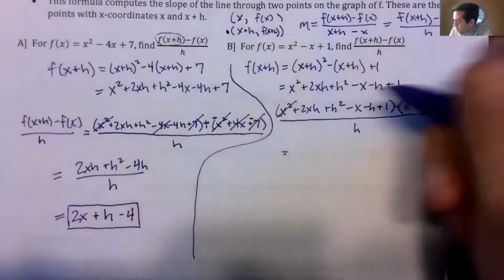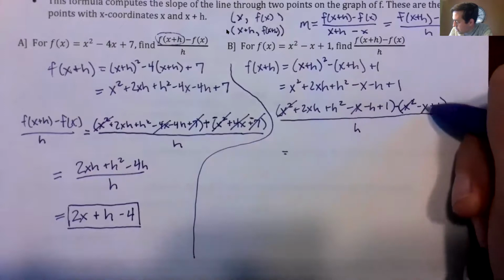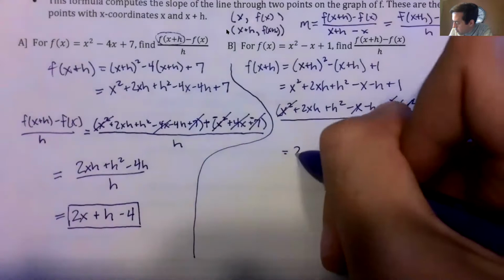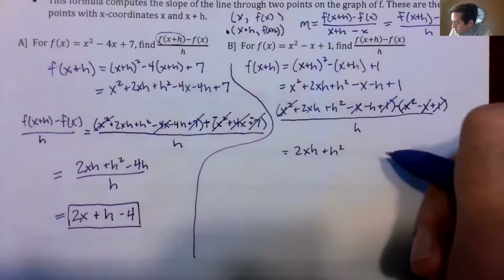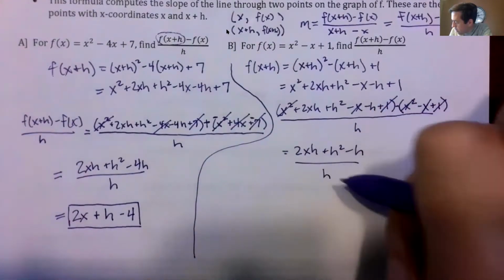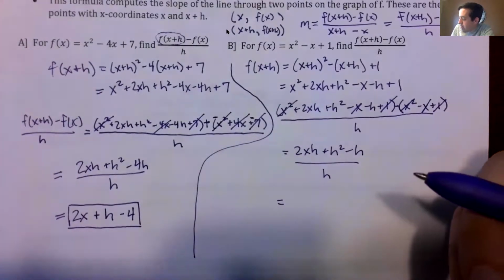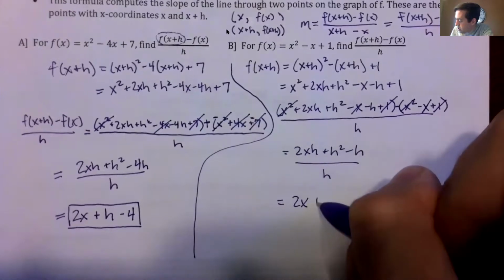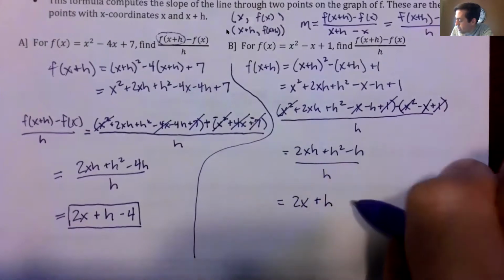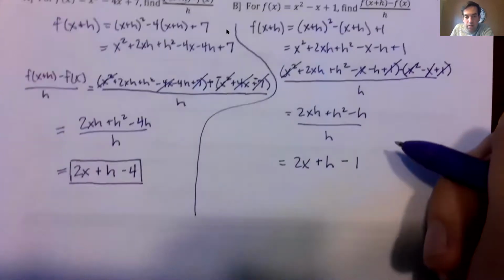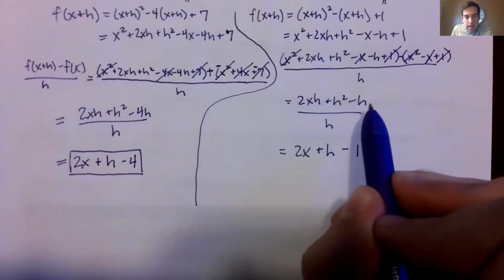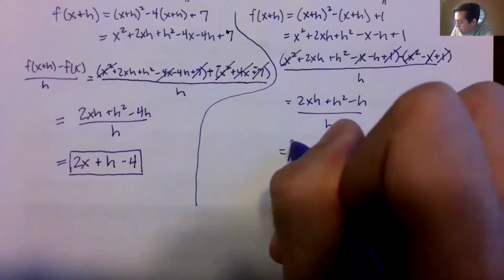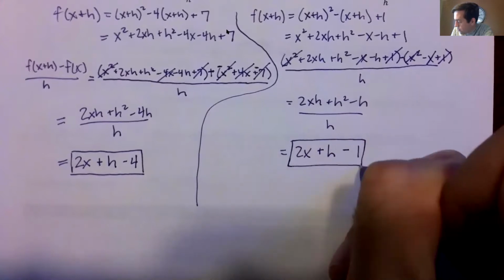So the x squareds cancel, the negative x's cancel, and the 1's cancel because of this minus sign right here. So we're left this time with 2xh plus h squared minus h divided by h. And now we're going to divide h out of each term. So 2xh divided by h is 2x. H squared divided by h is h. And h divided by h is 1. It's very common for students to forget that h divided by h is 1, and not that that just goes away completely. You have to have that minus 1 there. So make sure you have that in your final answer.